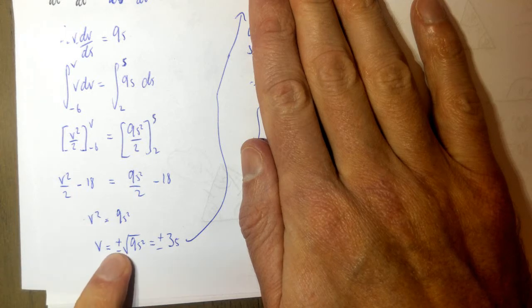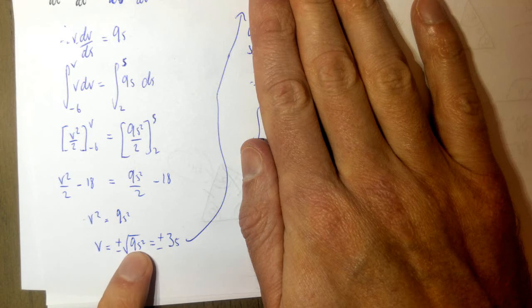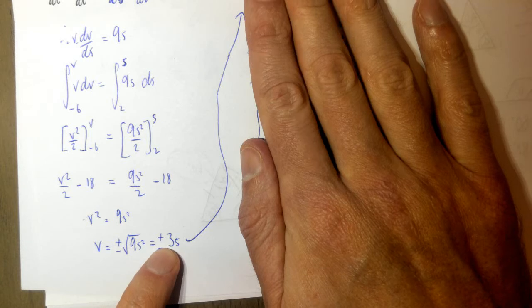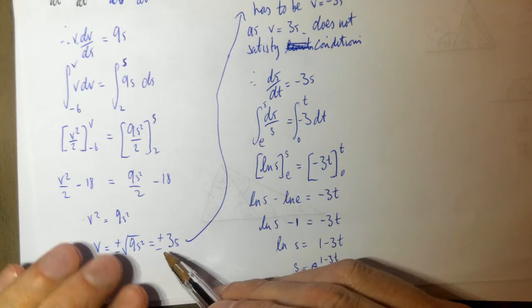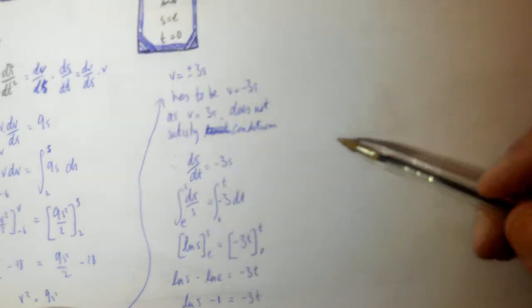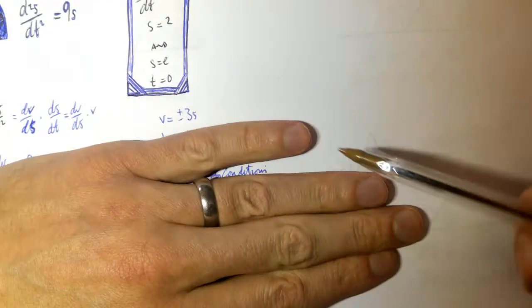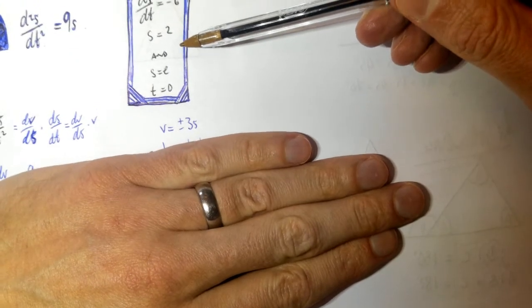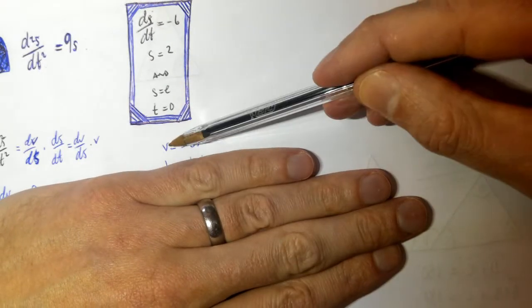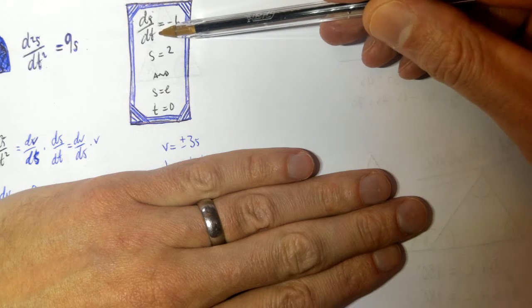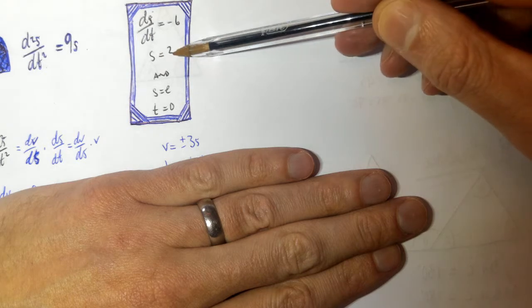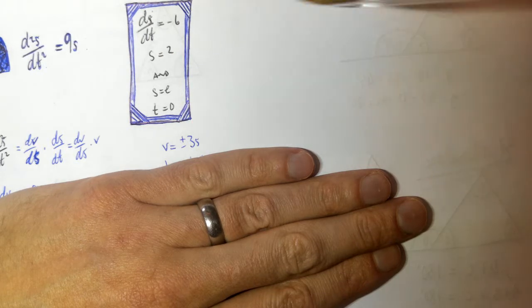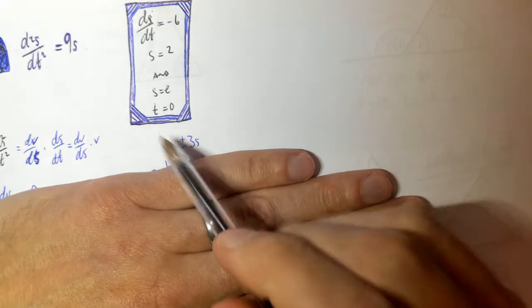So be really careful here. So we end up with square root of 9 is 3, square root of s squared is s, so plus or minus 3s. Okay. Now we can choose if it's the plus or minus based on, let me get everything in the screen, based on these limits. Okay. So don't forget, v is ds by dt. So that has to be minus 6 when s is equal to 2. Okay? So let's say it's positive 3s.